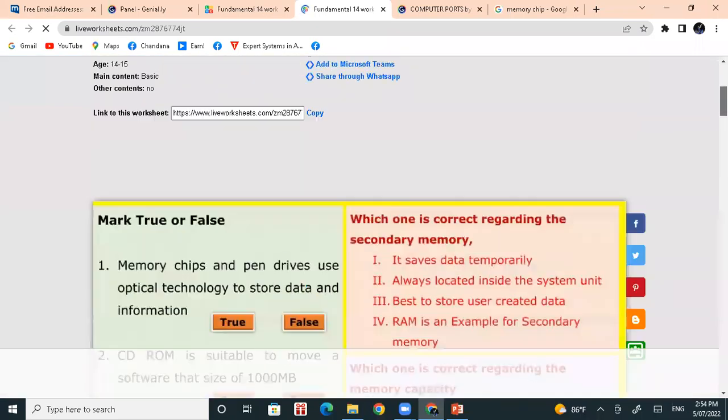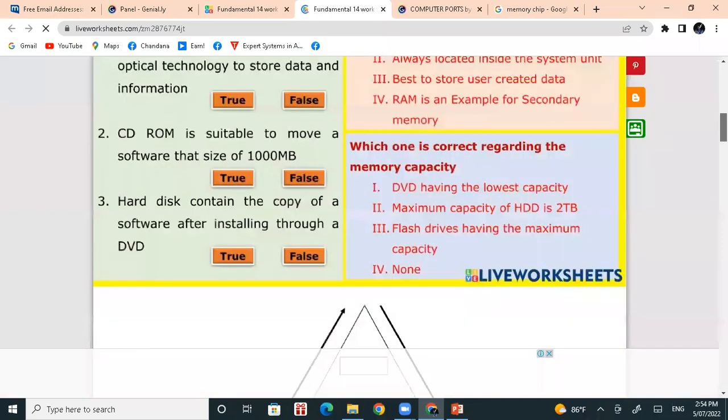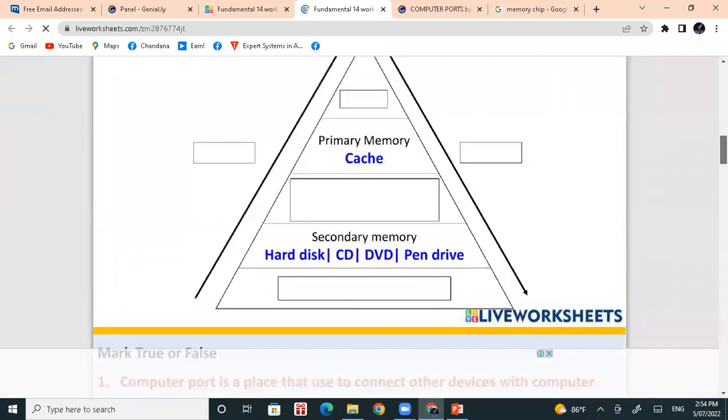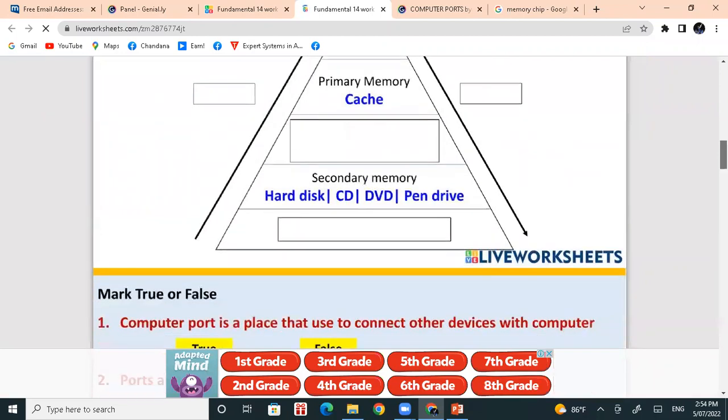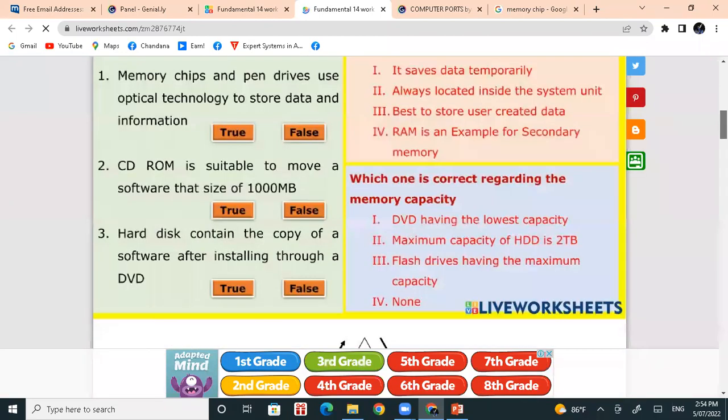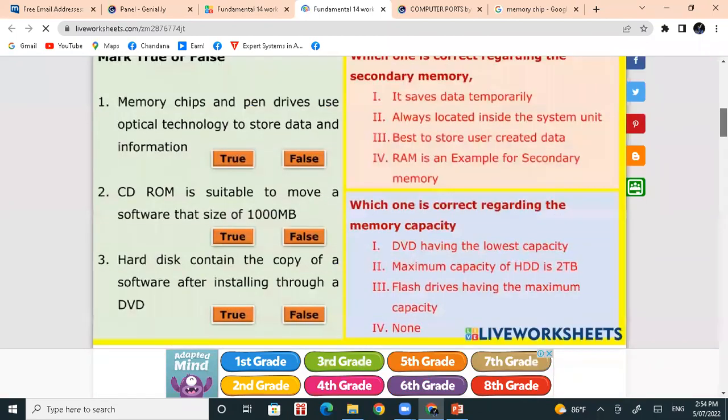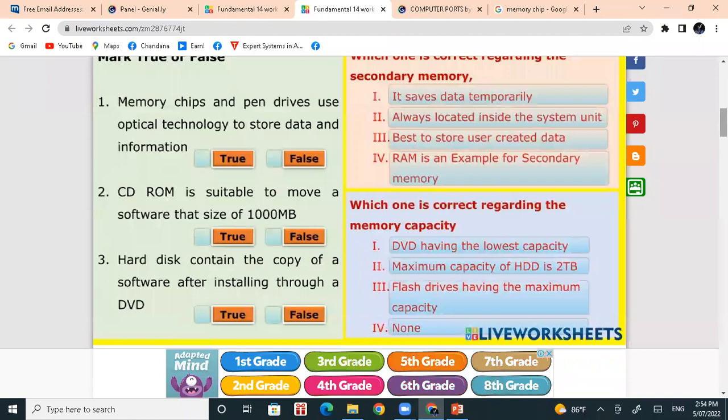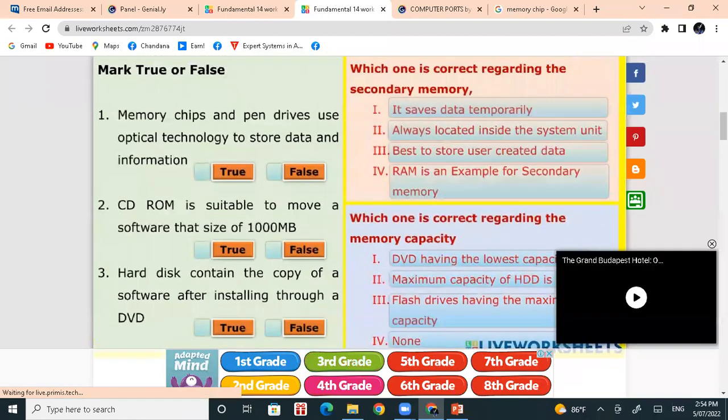Here, try to do the first two slides. Don't do the other activities yet. Try to do the first two activities. I am giving 3 minutes to complete these activities. Try to do that.